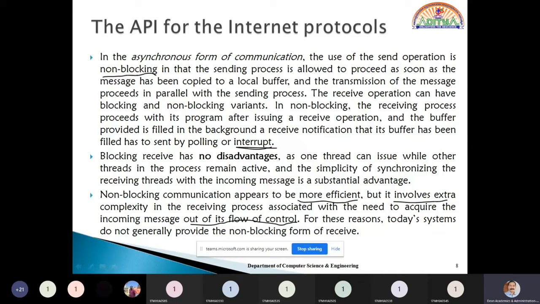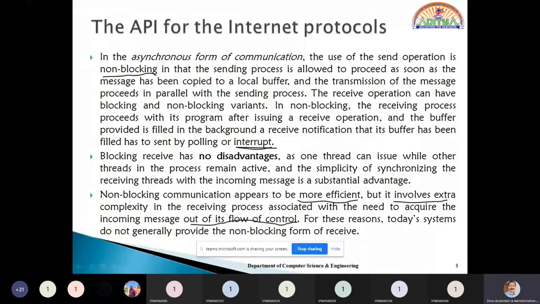Okay, so because of this complex nature, because controlling the flow of data is very tedious, that's why most of the current day systems generally don't provide a non-blocking form of receiving. So still they will go for the blocking way of receiving.